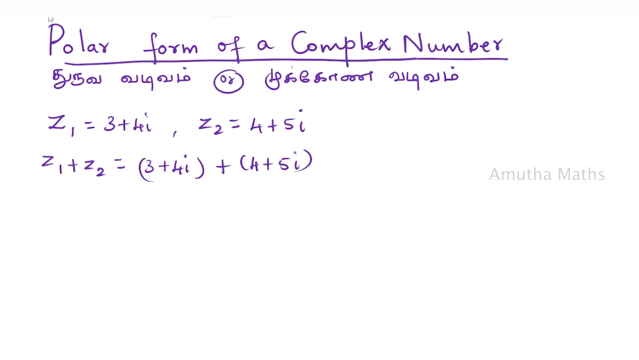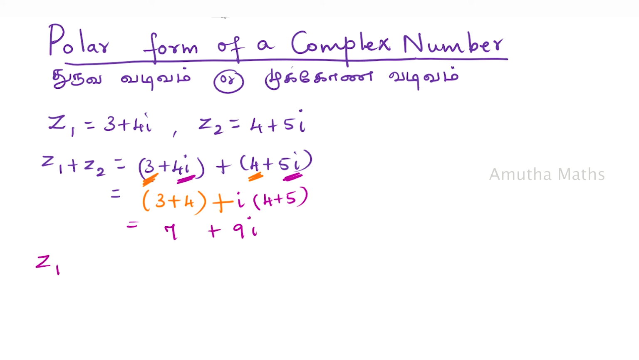So, what will we do? We just add the real part separately and then we add the imaginary part separately. So, we add the real parts first, so we will get 3 plus 4. And then we add the imaginary parts, so i into 4 plus 5. So, that is equal to 7 plus 9i.